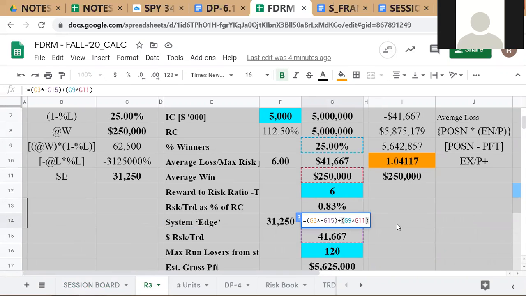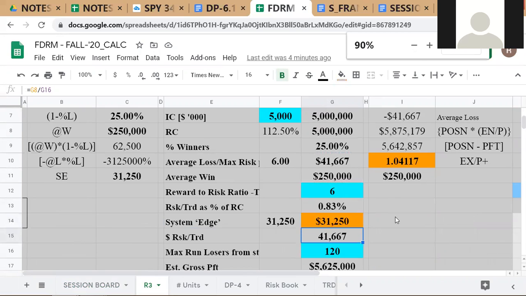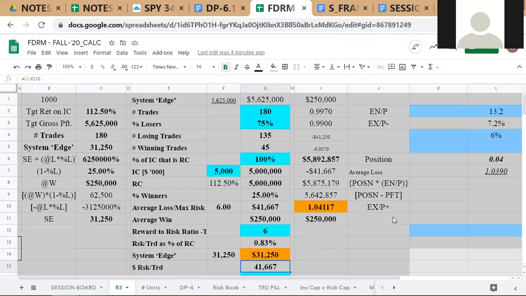I'll make this very small so that you can see everything together in one view. If you take this, you can see the highlights. This is the same thing I've written: percentage winners into average loss. Average loss is written with a minus sign. In this formula, you'll see there is a minus sign before G15. G15 is the dollar risk per trade. I added a minus sign before G15 because it's an average loss, and you write the loss with a minus sign in the calculation of system edge.